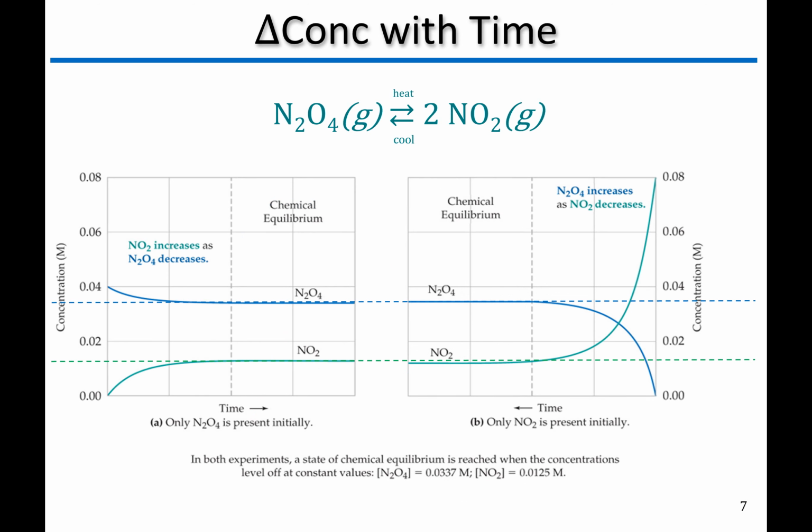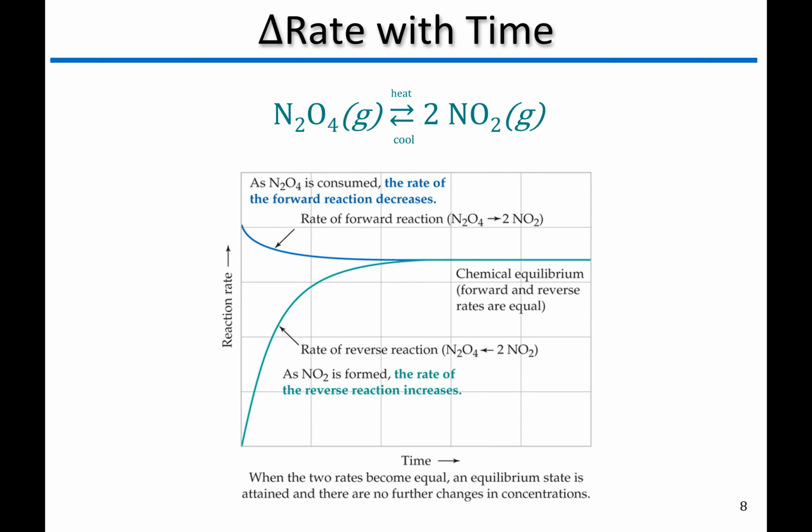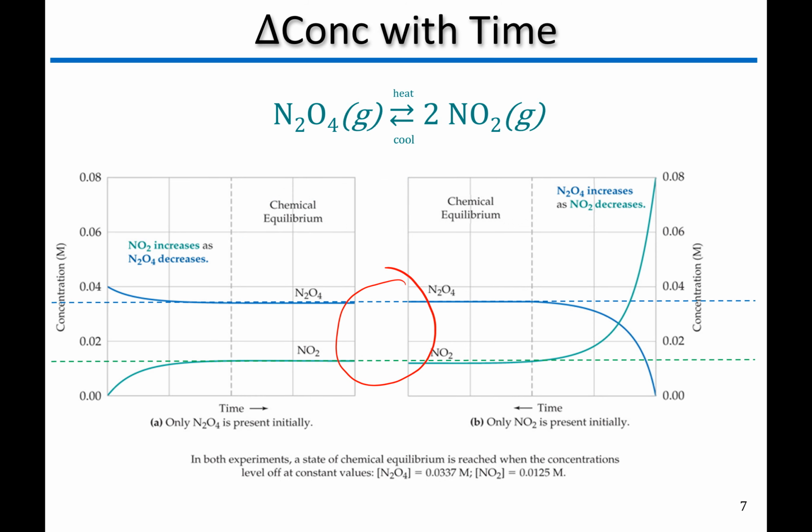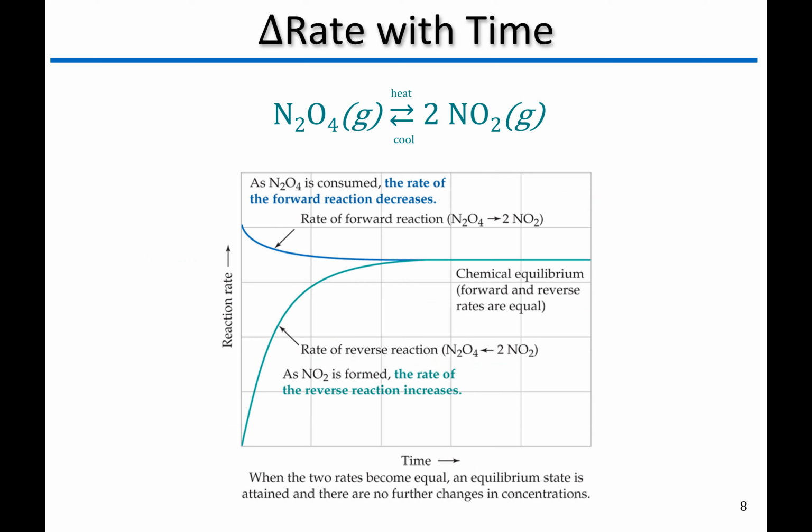Eventually, once we get to this equilibrium state, our rates become equal. So we're no longer consuming N2O4 faster than we're producing NO2, and we're no longer consuming NO2 faster than we're producing N2O4. Okay, so our rates become equal at equilibrium. So notice we didn't say that our concentrations were equal, because if we come back and look, we still have more N2O4 than we do NO2. Okay, but our reaction rates have become equal. So we're not consuming one faster than the other, and we're not producing one faster than the other.